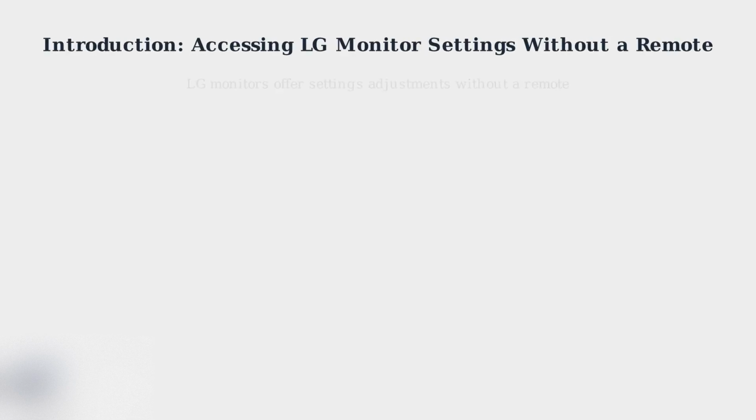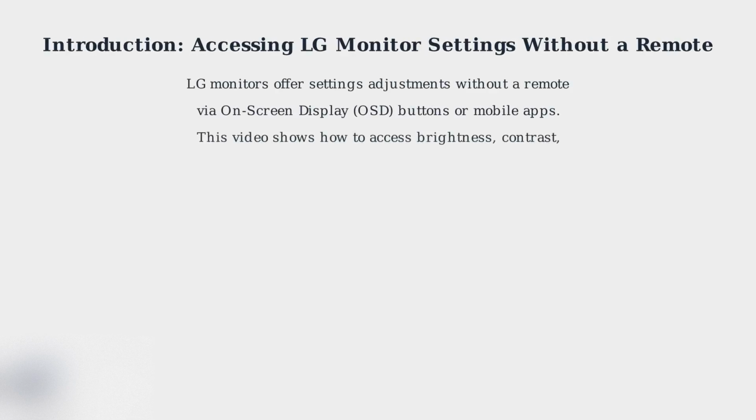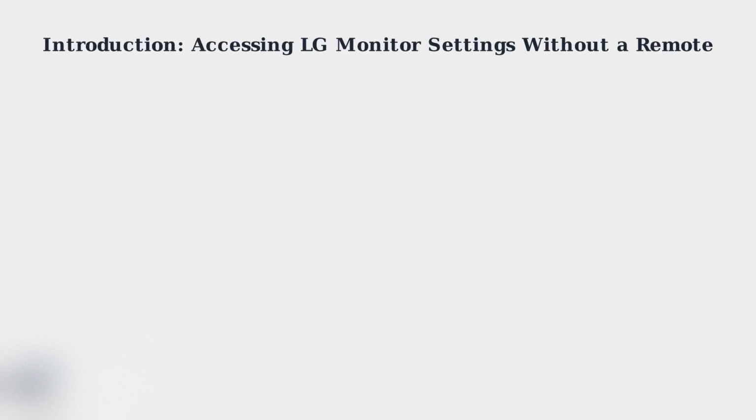LG monitors offer settings adjustments without a remote via on-screen display buttons or mobile apps. This video shows how to access brightness, contrast, resolution, and input source settings easily, even without a traditional remote. Use the OSD buttons on the monitor itself for direct access to settings. Adjust brightness, contrast, and other settings through the on-screen menu. Change input sources like HDMI or DisplayPort easily, or use mobile apps for remote control and additional features.